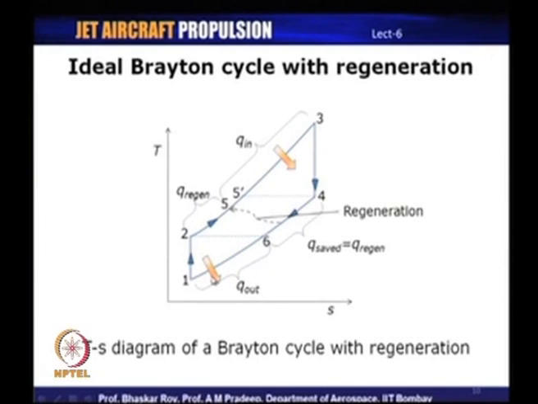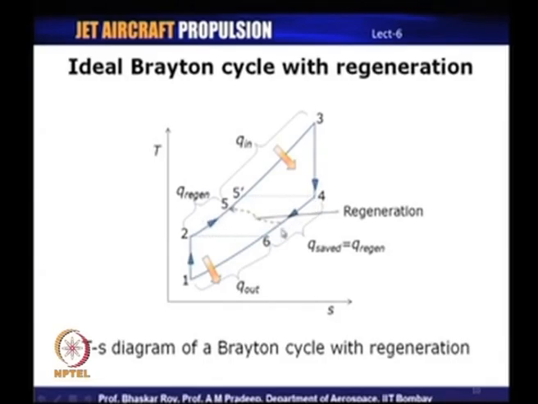Now, regeneration is a process by which we can transfer a part of this rejected heat back to process 2-3. That is, the heat between states 4 and 1 is rejected. So if you can reduce the amount of heat rejected here and transfer it back here, Q in will also reduce. Therefore, the net heat input will be reduced. So regeneration, as shown here, can take place between these two.